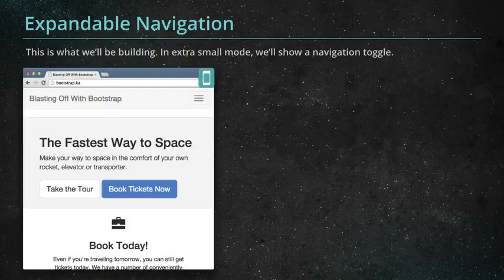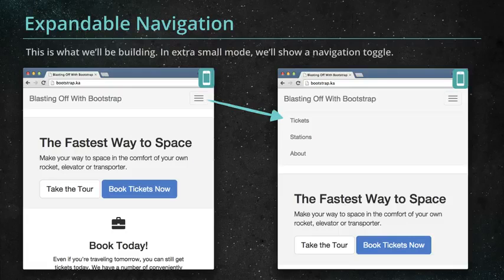Here's what we'll be going for in this section. When a visitor visits our page, they'll see our title and they'll see this little icon to expand our navigation. When they click on that, we'll expand our nav, and then they can click on one of these other links to head over to that part of our site. To do this, we'll need to add some behavior to our website.